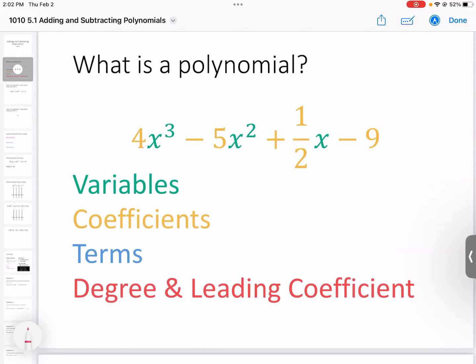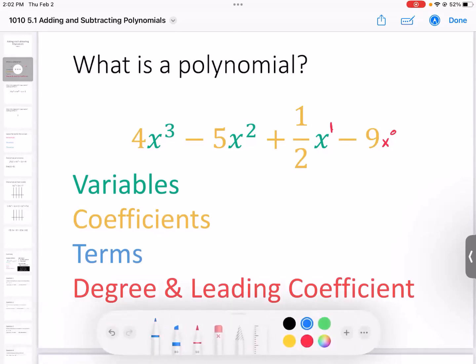A polynomial is an expression where you have variables that have differing exponents, like an x cubed term, an x squared term, an x to the first term. Usually we don't write the 1, but you could if you wanted to. And technically you could also write x to the 0 on this term because anything raised to the 0 is 1. And so this is the constant term. The numbers that are multiplied by those variables are called coefficients. And then we have terms, which are basically the variables and their coefficients together. So this polynomial has 4 terms.